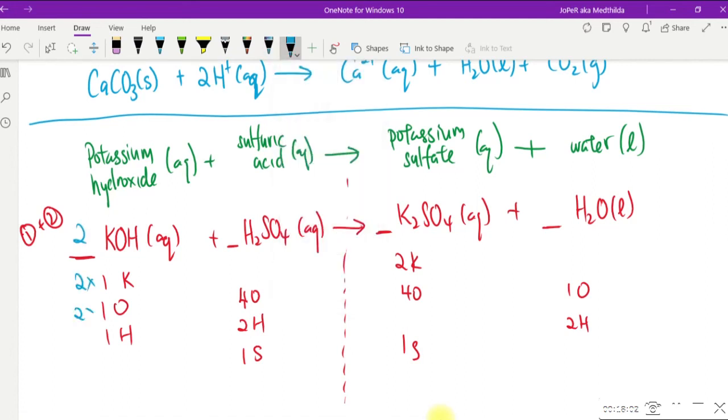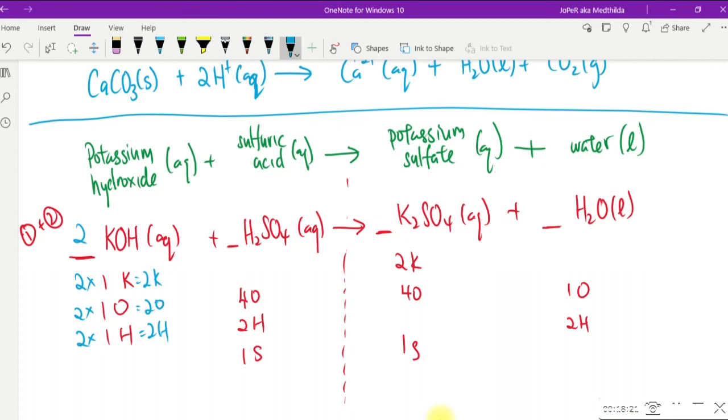So 2 times this whole thing here. So 2 potassium, 2 oxygen, 2 hydrogens. So first row, potassium balanced. How about oxygen? 2 oxygen here, 4 oxygen here, so I got 6. Here I got 4.